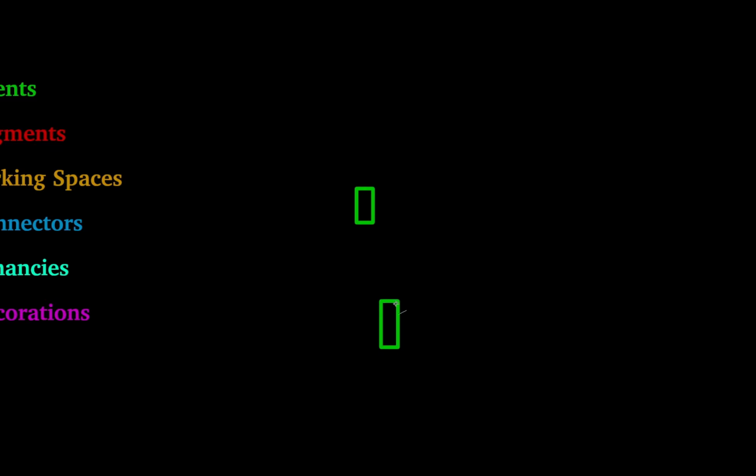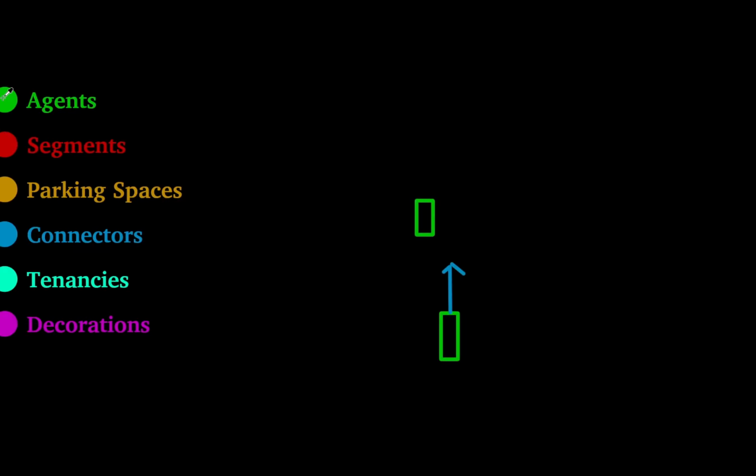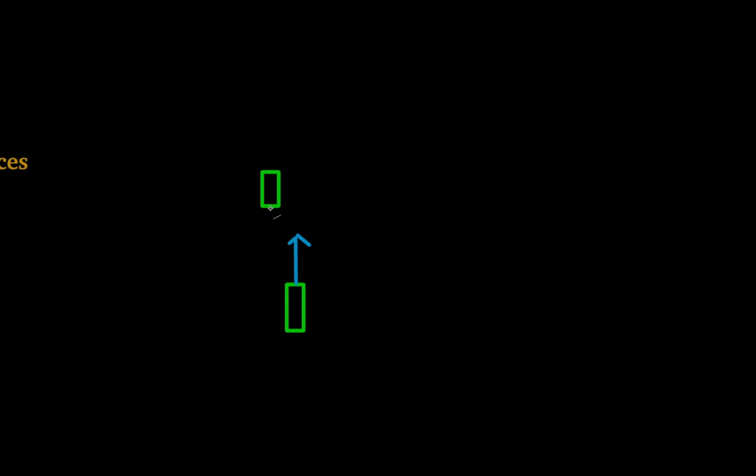If we have two cars, and this one desires to go this way, this one is going in the opposite direction. So we're trying to figure out, where does this car want to go?